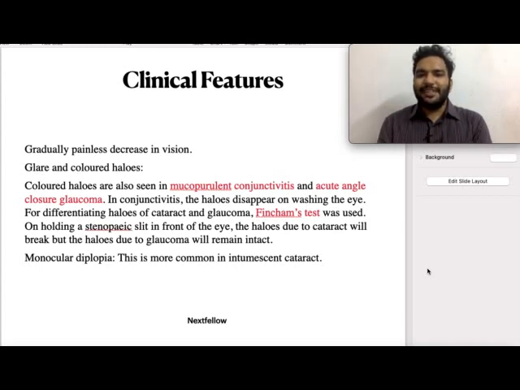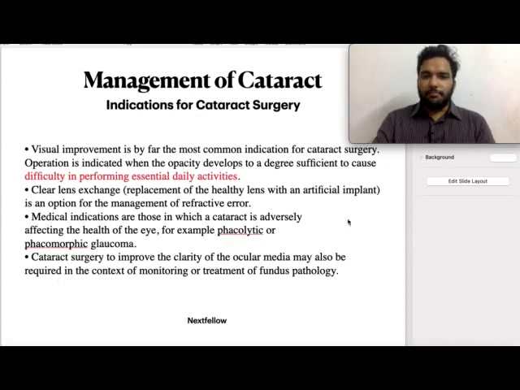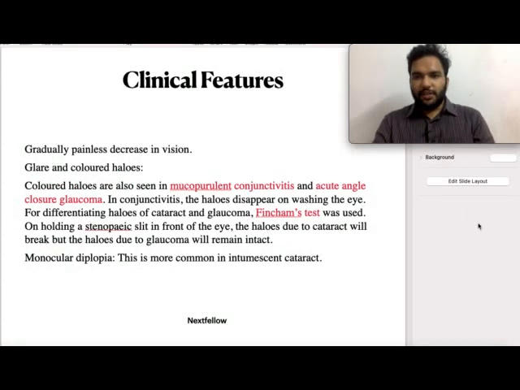And then the last thing is monocular diplopia. In the case of intumescent cataract, there will be monocular diplopia. These are clinical features of a cataract. Then the management of cataract we will deal with in a separate topic. So hence we have done with the first part of the cataract. We'll discuss the other part in the future classes.